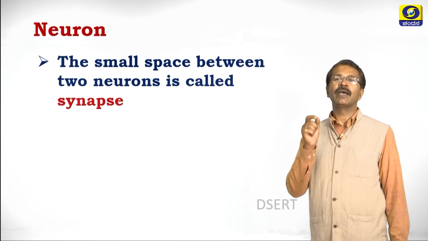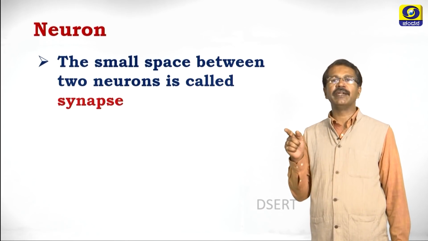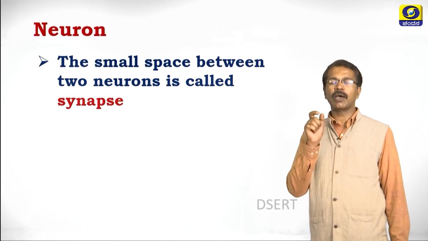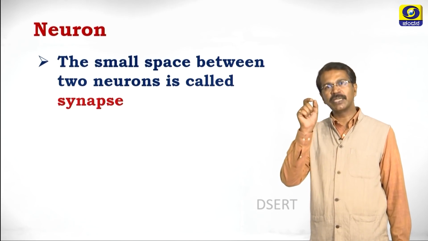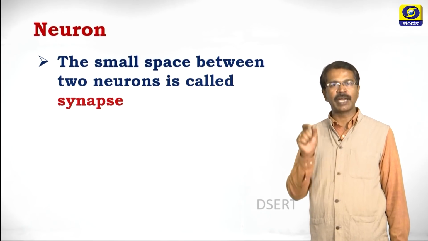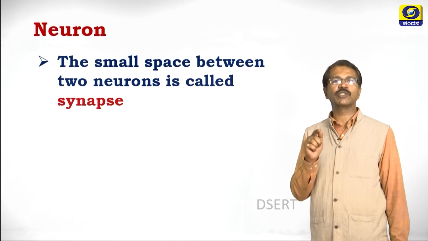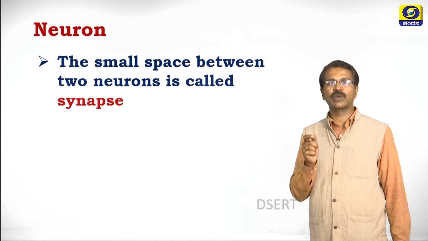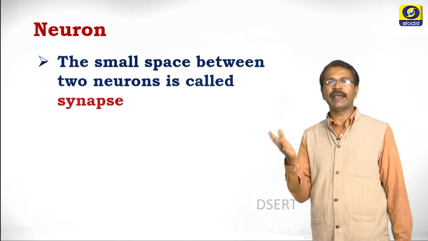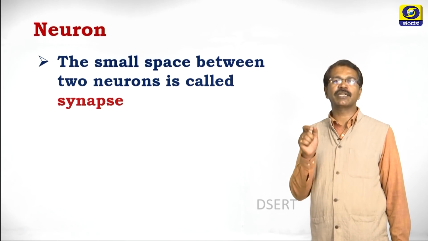Now the question: in a neuron, from the dendritic end to the nerve ending, the impulses or messages are transferred in the form of electrical impulse. Whereas in this small gap, the synapse, how are messages transferred? As I already mentioned, it is in the form of a chemical messenger. Some specific chemical substances help to transfer the electrical impulses to the next neuron cell. That chemical substance we call acetylcholine.